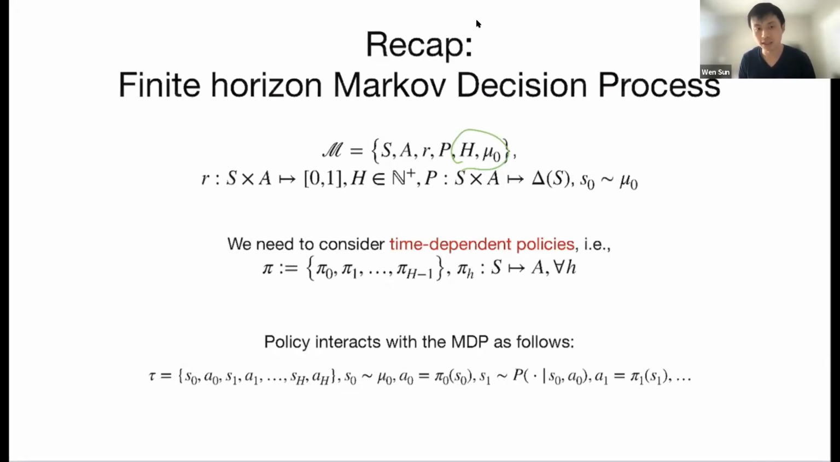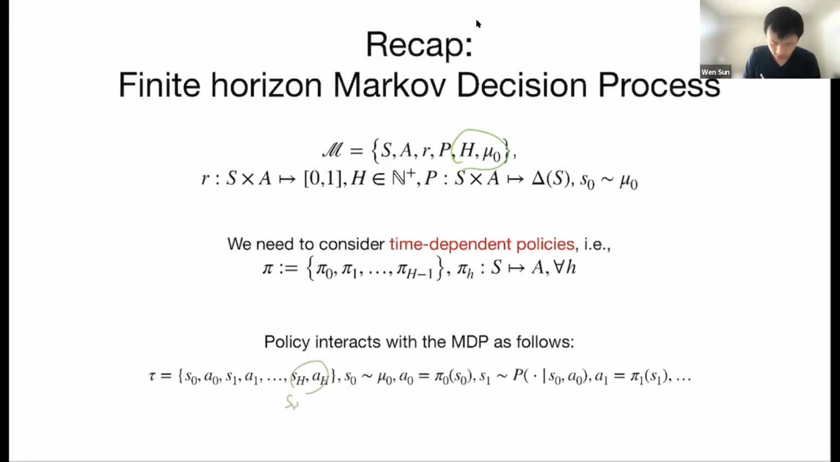The way that this time-dependent policy interacts with the Markov decision process is as follows. We always start from S0, sampled from this fixed initial state distribution. Then at time step h, we take an action based on the policy pi h that is defined for that particular time step. The rest is the same: you sample a state from the transition and you get a reward for that state-action pair. And then you repeat for H-1 steps.